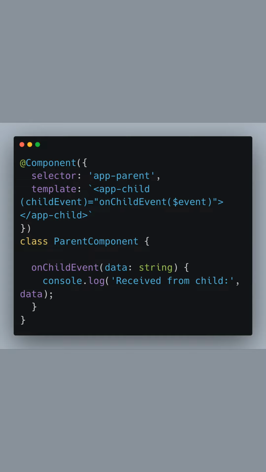Here comes the event bubbling part. We bind the childEvent to a method on the parent component by using parentheses, which is Angular's syntax for binding to events. Whenever the childEvent is emitted, the onChildEvent method of the parent component is called with the emitted data as the argument.